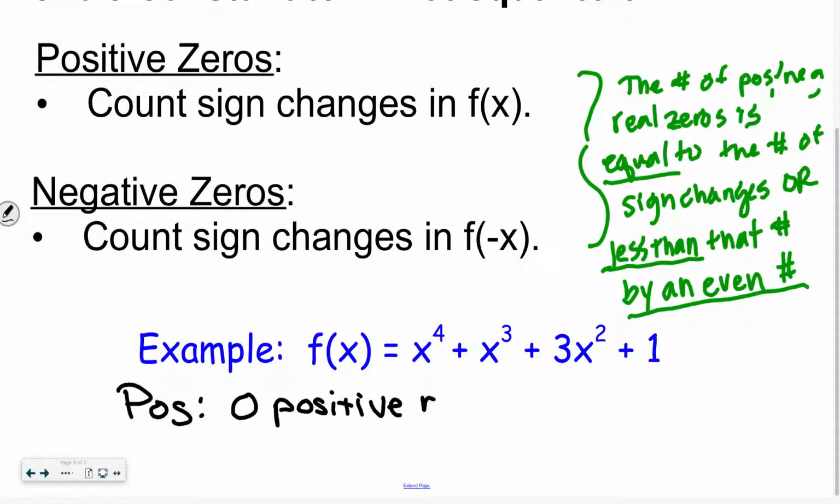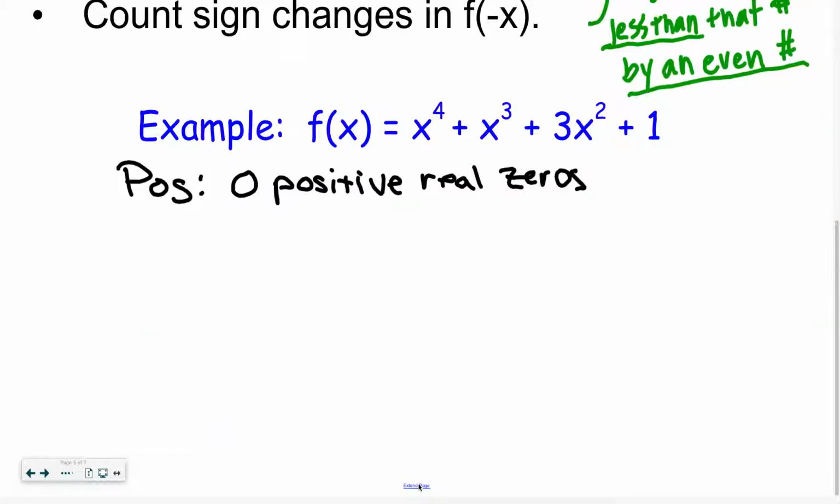So there are 0 positive real zeros. Meaning, if I go back to my list of plus or minus p over q's, if there's no positive real zeros, I'm not going to waste my time checking any positives. That would be pointless. I know they don't exist. So then I'm going to do the negatives on my list. Okay. Let's do the negative check.